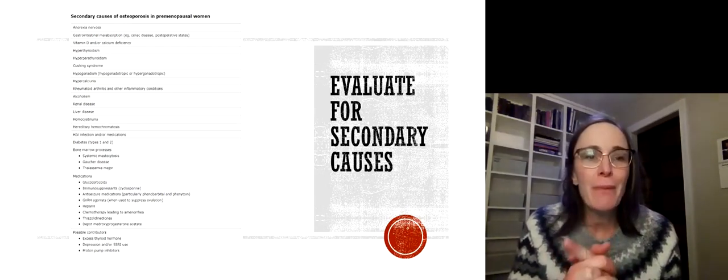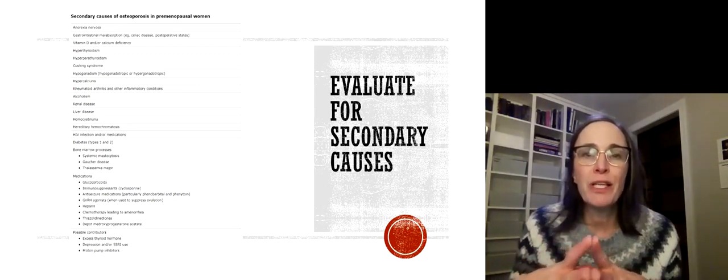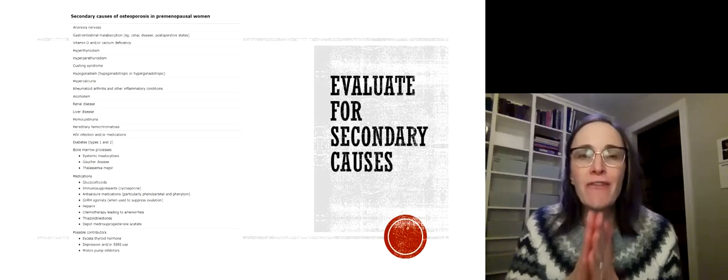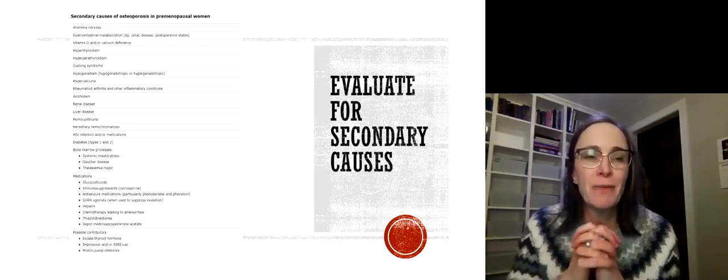It's not that hard. Hypogonadism, low testosterone. The sex steroids are really important for bone in our spine. So really, if I have a lot of bone loss in the spine, I definitely am going to check a testosterone level.